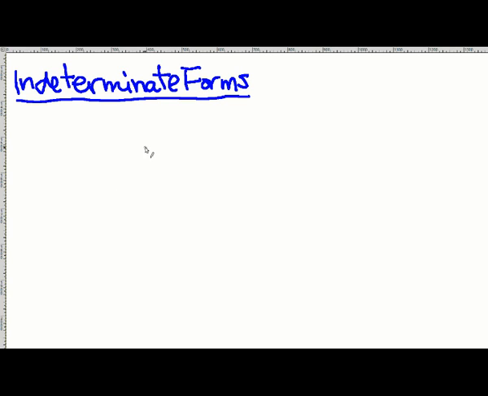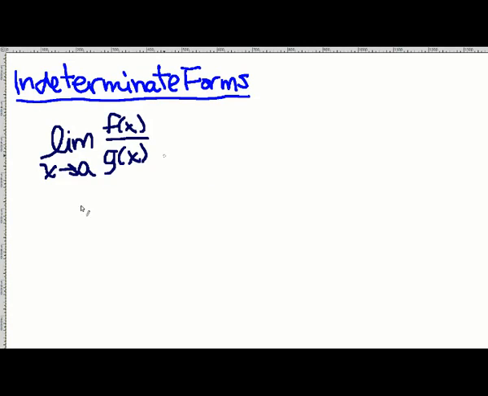In this video, I'd like to discuss various indeterminate forms. We think first about the limit of something in terms of x, which I'll call f of x, over something else in terms of x, which I'll call g of x, as x approaches some real number a, or it could be plus or minus infinity.